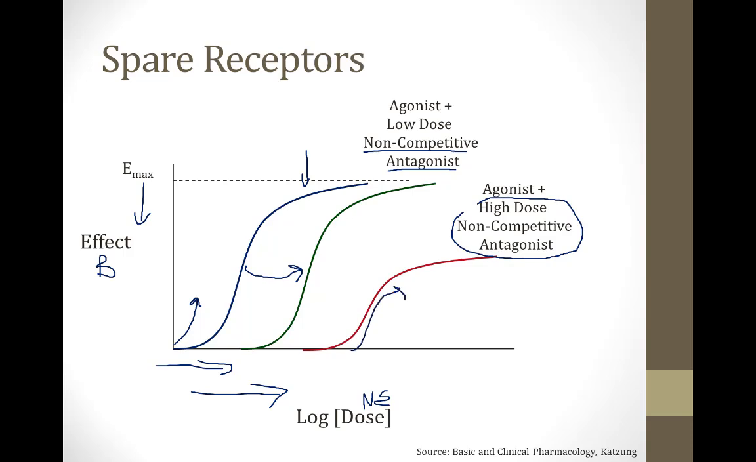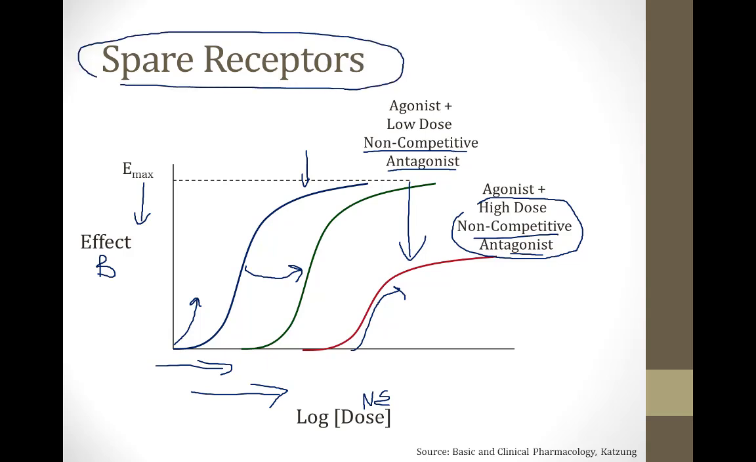And this is more like what you would expect. The Emax has eventually fallen, but it takes a significant dose of the non-competitive antagonist to do that because we have to not only antagonize the regular receptors, we have to also antagonize the spare receptors. So this is just an experimental concept that's been demonstrated in some systems, and you should be aware of it, and you should know these three curves on the screen because that's what the data look like.